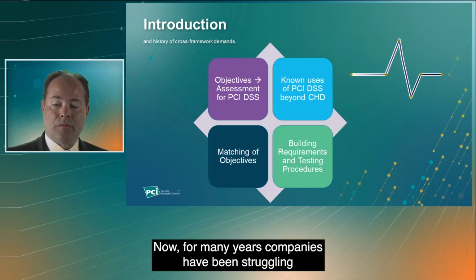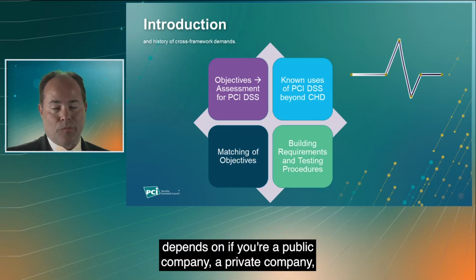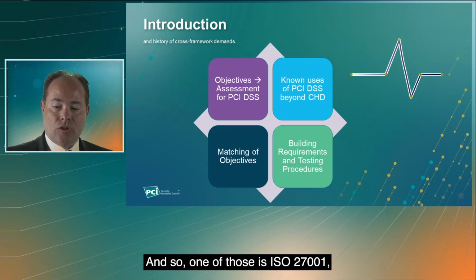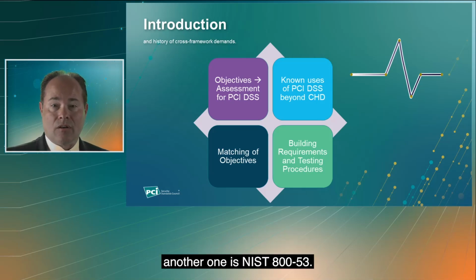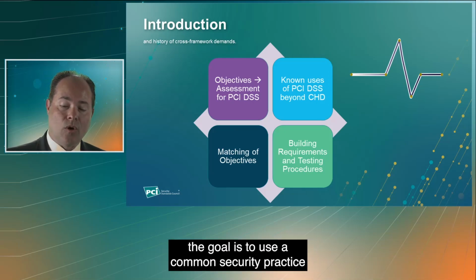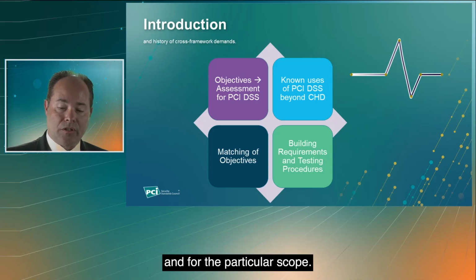Now, for many years, companies have been struggling with multiple standards to get through regulations and laws. Now, some of these examples depend on if you're a public company, a private company, a company in the EU or in the United States. And so one of those is ISO 27001, another one is NIST 853. And so we really get to, no matter what the situation is, the goal is to use a common security practice between the frameworks to develop, implement, and test all the controls within your environment and for the particular scope.